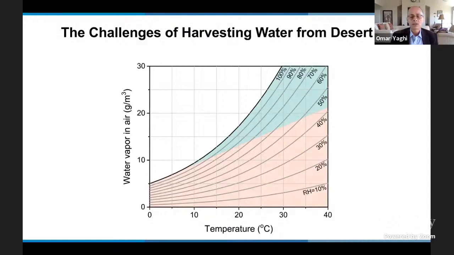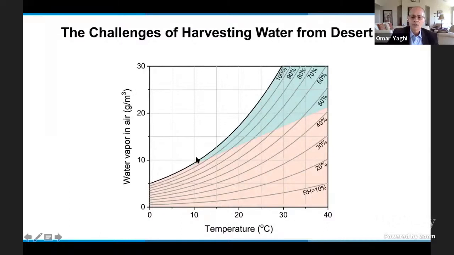Okay, so here's a psychrometric chart. I'm plotting here on the y-axis the water vapor in air, grams per cubic meter, versus temperature. And I have colored two regions here. The green region is where, let's say, you have high humidity, and this yellow region or pink region is where you have low humidity. You see here, this is the line for relative humidity, 10%, 20%, 30%, 40%, and so on, up to 100%. As you reach this line, you get liquid water.